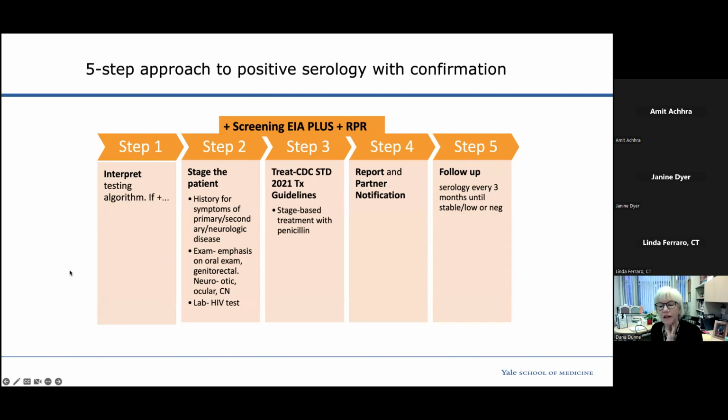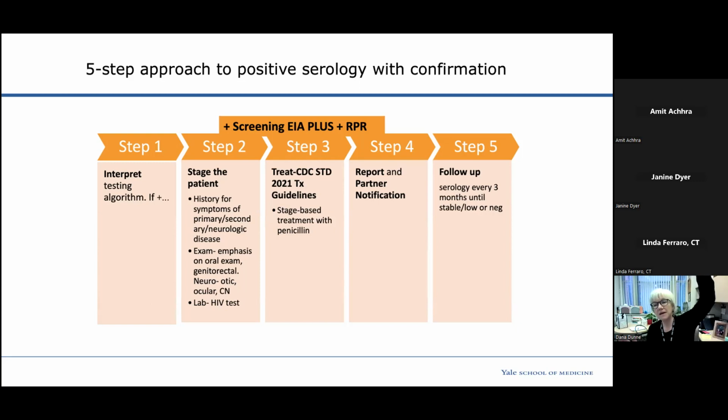Okay, so there's no need for an older, well, I should say, in that situation, the TPPA being a manual test and having such good test performance, if the RPR was positive, that's why you would have reflexed to the TPPA. So we feel like if the RPR was positive and you reflexed to the TPPA, it's such a good test that you don't need to do a tiebreaker.